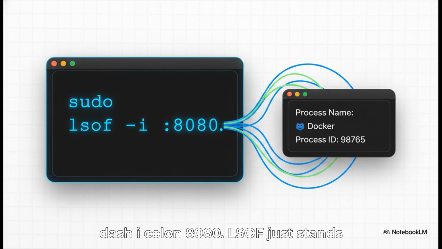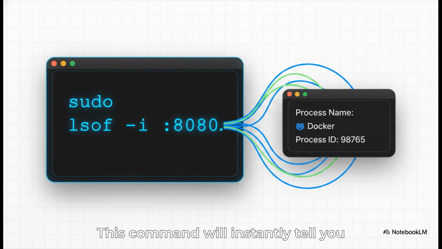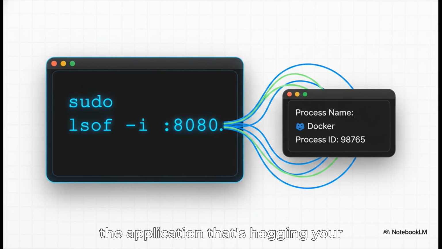lsof -i :8080. lsof just stands for list open files, and on a system like macOS, a network connection is just another file. This command will instantly tell you the exact process ID and the name of the application that's hogging your port. No guesswork, it's direct, it's instant, and it's already on your Mac.